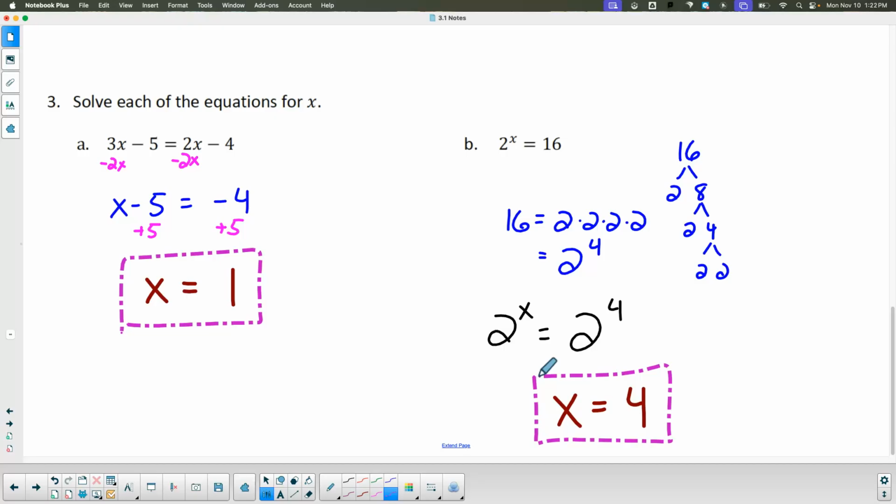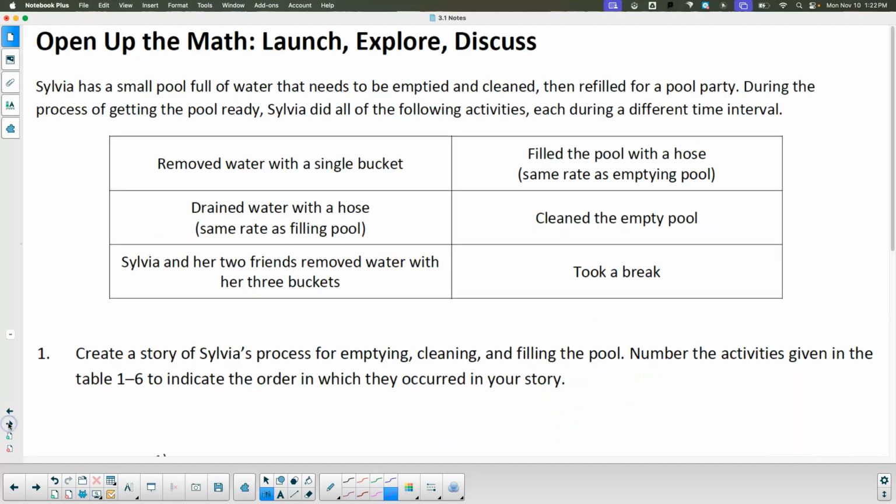Let's make up a story. Okay? So Sylvia has a small pool full of water that needs to be emptied, cleaned, and refilled for a pool party. So she's got to empty it, she's got to clean it, and she's got to refill it. Are we clear on that? Okay, we're clear on that. During the process of getting the pool ready, Sylvia did those 6 things, each during a different time interval.